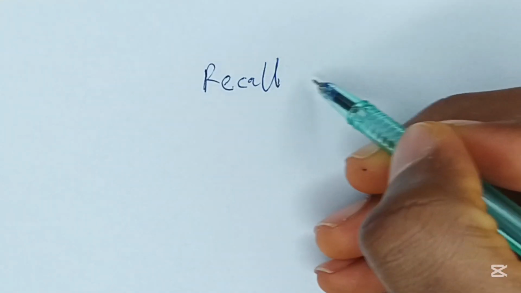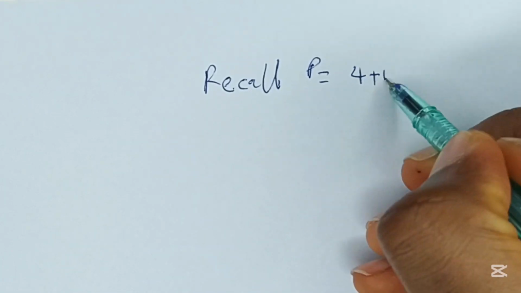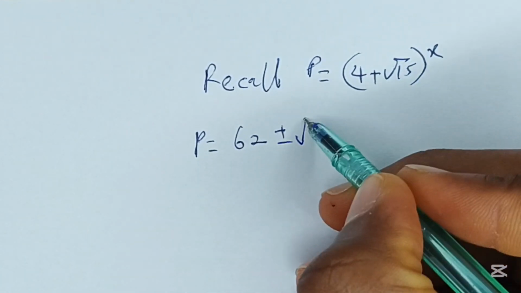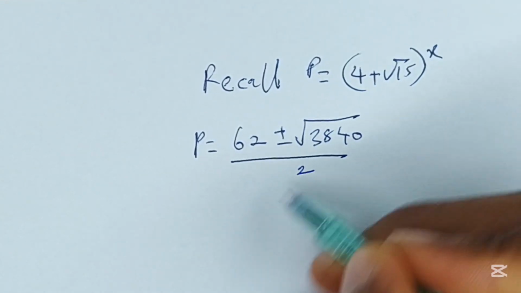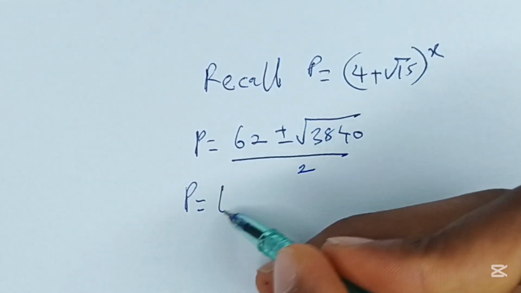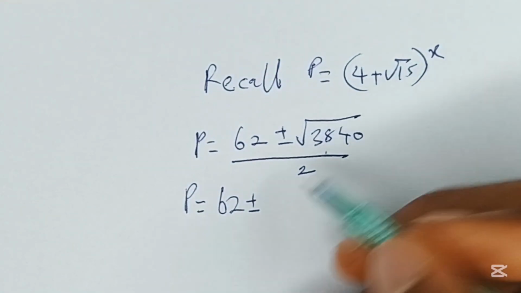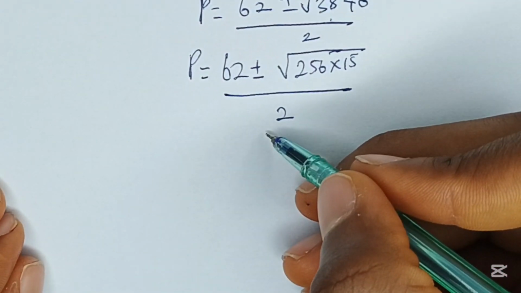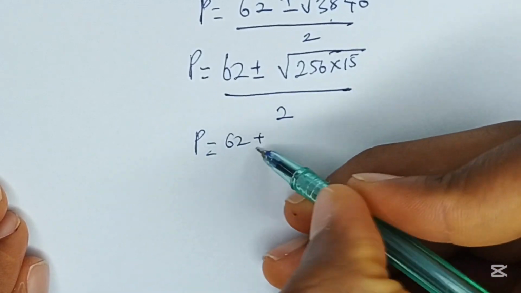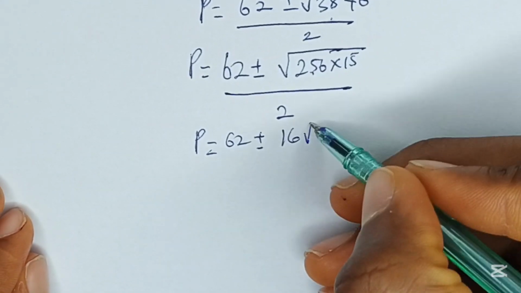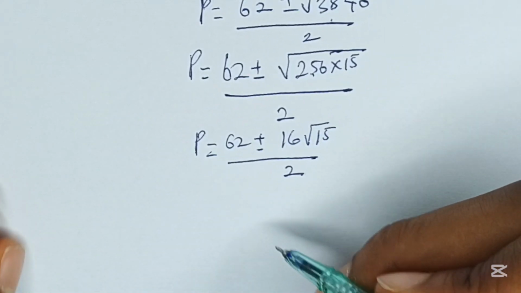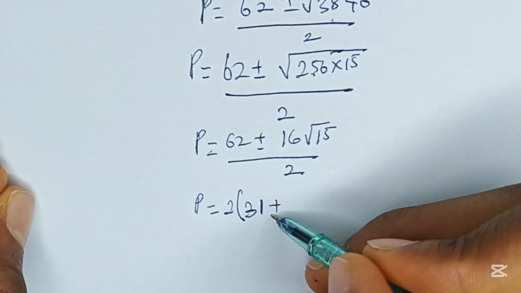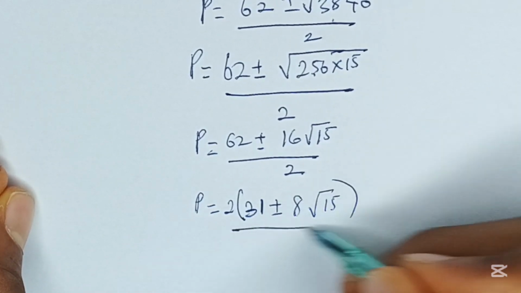Recall that p is equal to (4 + root 15) all to the power of x. Now we have that our p is equal to 62 plus or minus square root of 3840 all over 2. Making this look like this, we have square root of 256 times 15 all over 2. Hence our p here is equal to 62 plus or minus square root of 256, which is 16, times root 15, all over 2. Hence p will now be equal to 2 into (31 plus or minus 8 root 15) all over 2.